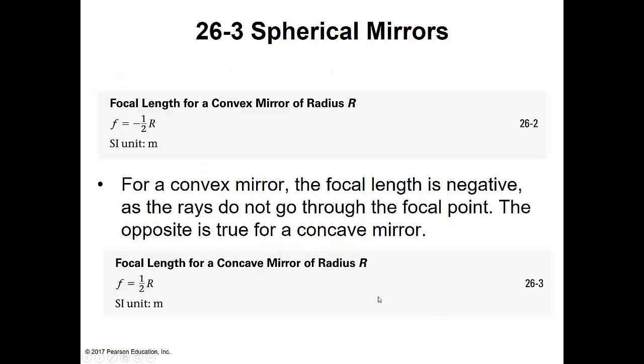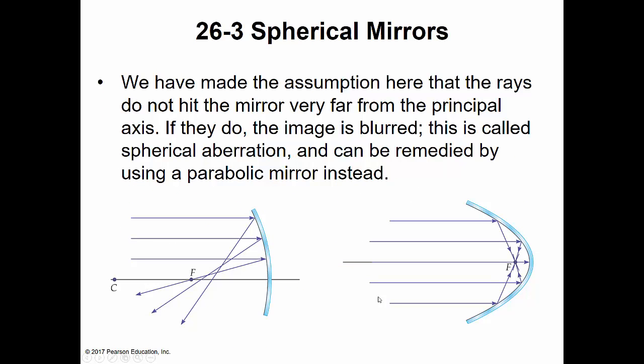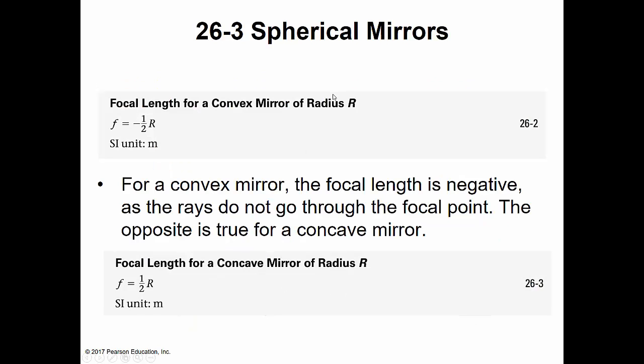So by definition, convex mirrors, because they diverge light, have a negative focal length, which is half the radius of curvature. A concave mirror that's mirrored on the inside, like the inside of a spoon, will have a positive focal length because it converges light onto the focal point. And once again, the focal point is always half the radius of curvature.